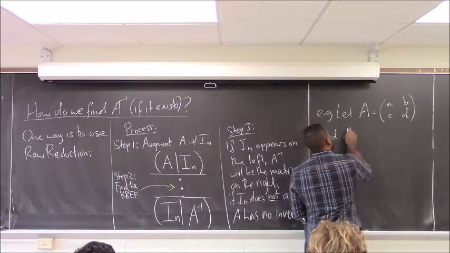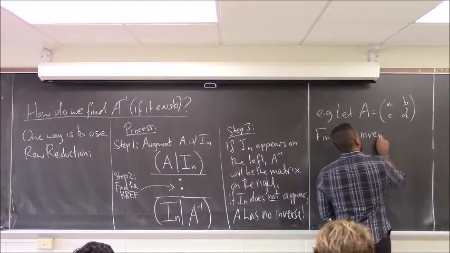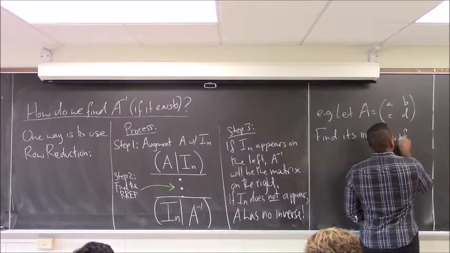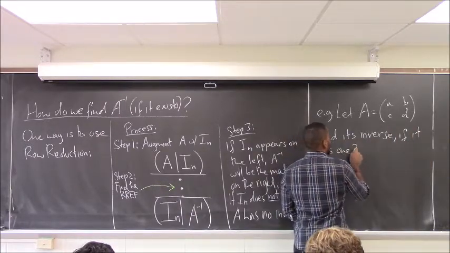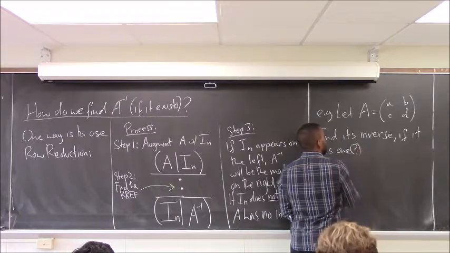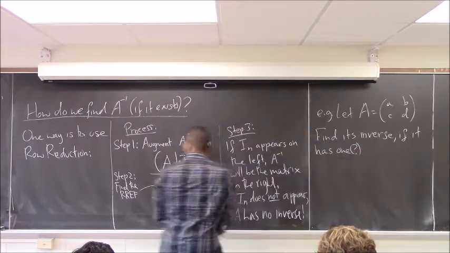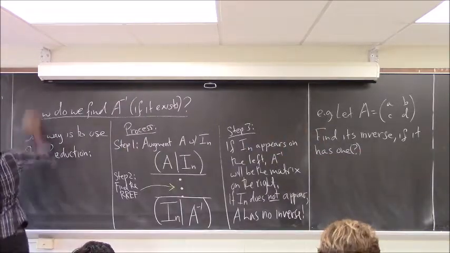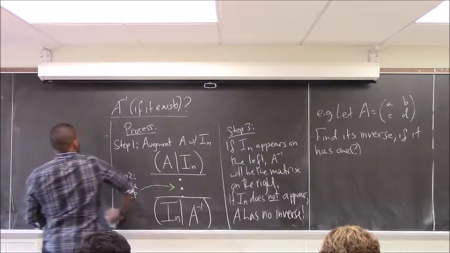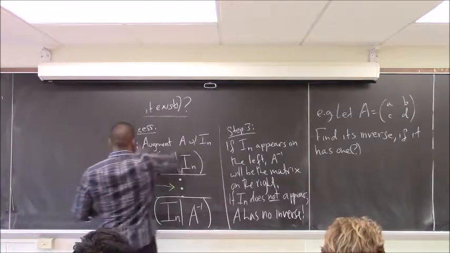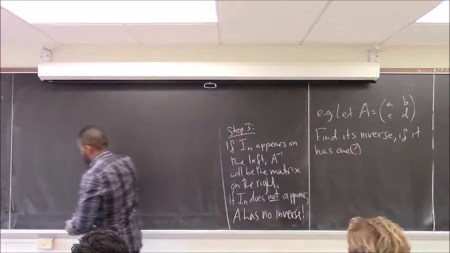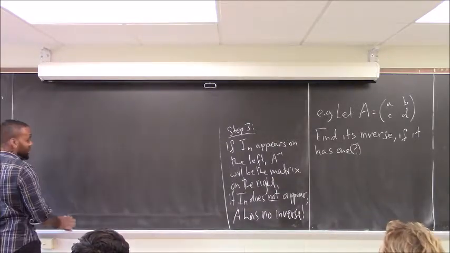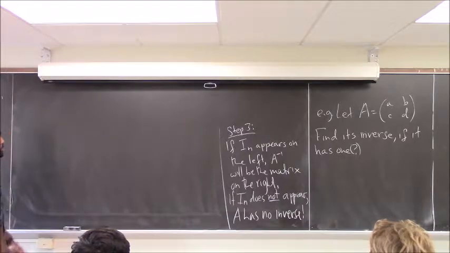Find its inverse, if it has one. And we're going to see when that's going to happen. So, now here's really going to test your imagination. Do you actually understand row operations? Do them with letters in it, and that's going to tell you for sure.